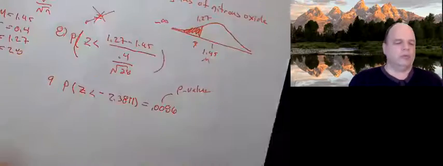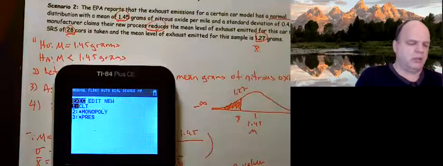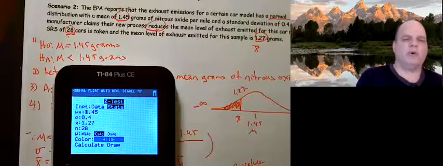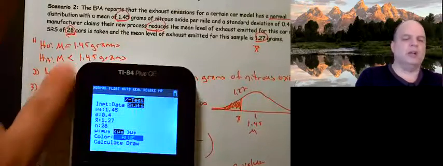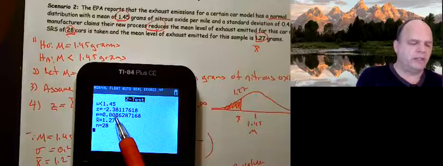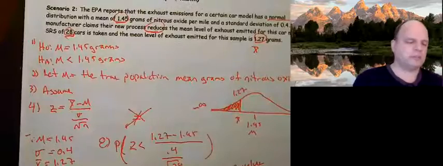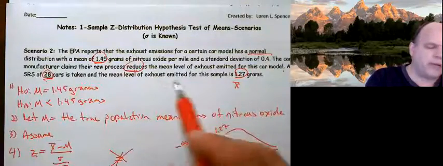All right, so real quickly, I'm going to do that one more time. Stat, test, z-test. My mean of 1.45, that's the population mean. The standard deviation of the population, 0.4. The sample mean is 1.27, 28. And we used a less than because that's what was given in our alternative, and we press calculate. Probability less than negative 2.3811 equals 0.0086.